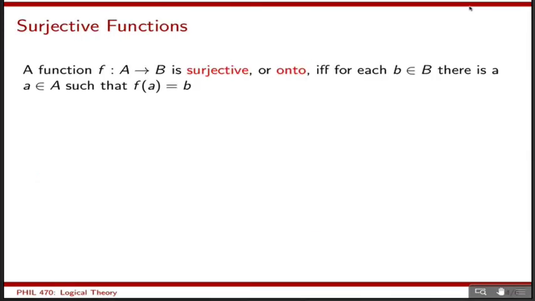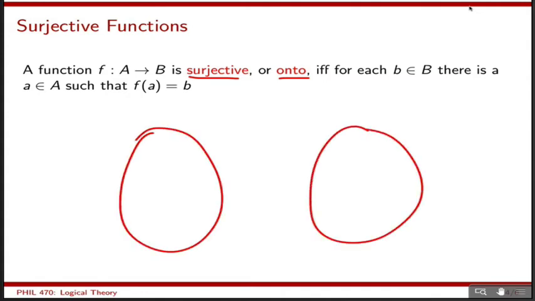Okay, so I want to conclude this lecture by talking about a few special types of functions. The first type of function that we'll be studying is a surjective or onto function. This is a function that satisfies a special property. Suppose we have a function from A to B. A function is said to be onto if every element in B has a preimage.